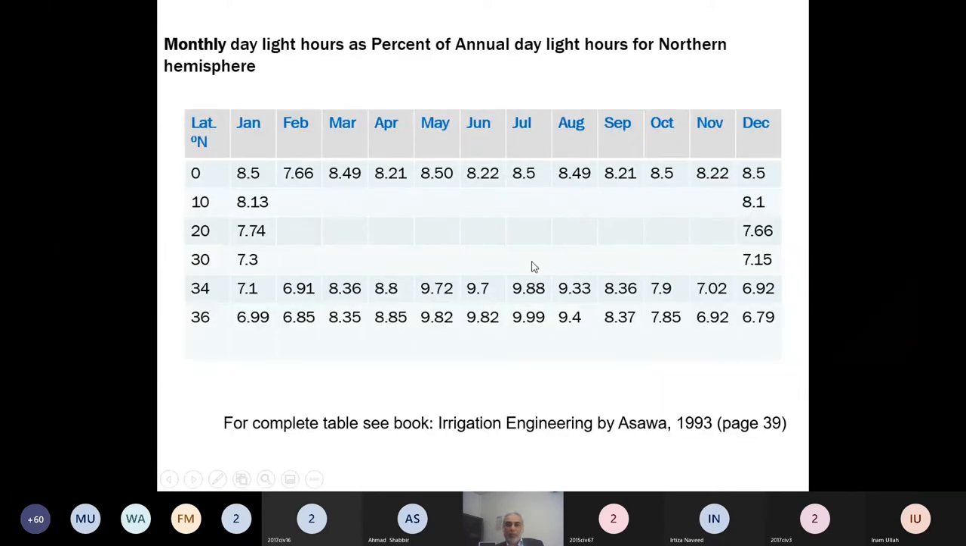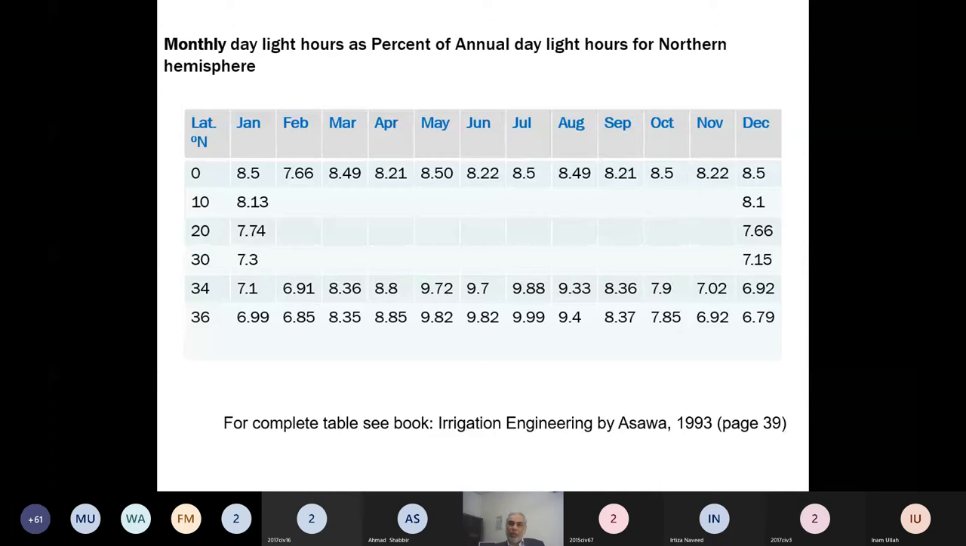Some tables like this are available in the literature. I have taken a part of a table from the book Irrigation Engineering by Asawa. With respect to different latitudes and different months of the year, the percentage sunshine hour P value is given over here. Lahore is close to 33-34 degrees latitude from the equator in the northern hemisphere. The whole globe is divided into two hemispheres, northern hemisphere and southern hemisphere.